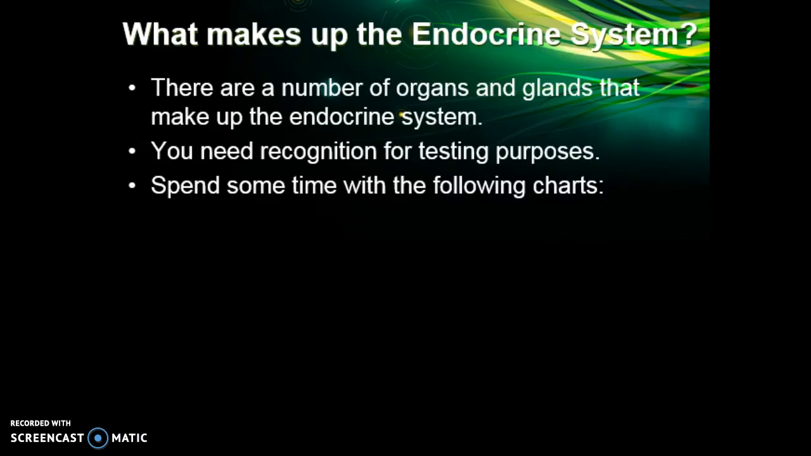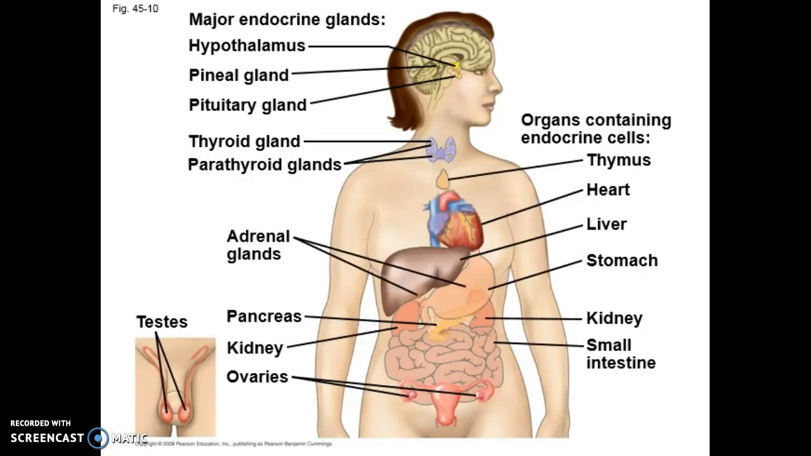So what makes up the endocrine system? Like it says here on the slide, you need to be able to recognize these things. You don't necessarily have to be able to explain them all in detail. So here are all of the glands, and then, of course, organs containing endocrine cells are over here. And again, here are our glands. These are the main ones that we need to, again, recognize.